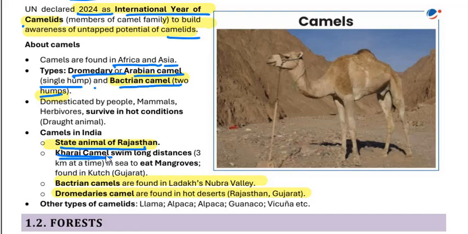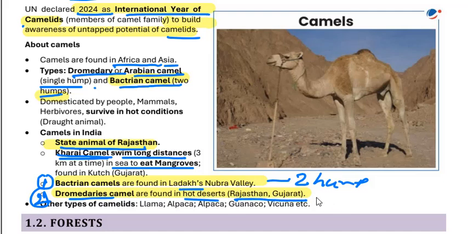The Kharai camel swims long distances, that is 3 km at a time, in the sea to eat the mangroves found in Kutch. Here two types of camel are given. First is the Bactrian camel, found in Ladakh, Nubra Valley. This is two-humped. The second one is the dromedary camel, found in the hot desert of Rajasthan and Gujarat. This is single-humped.